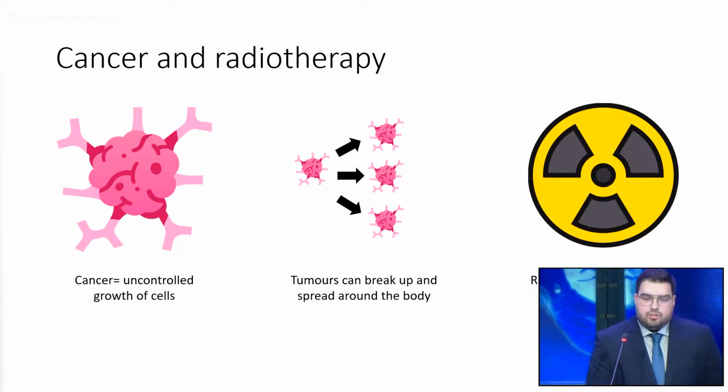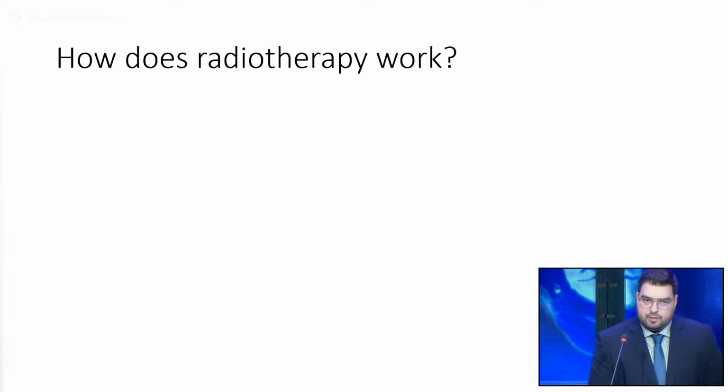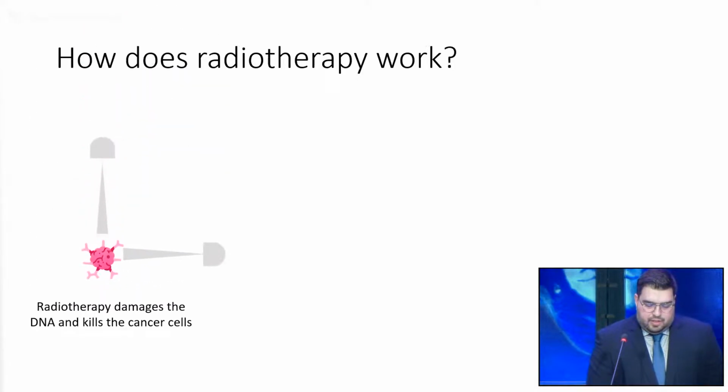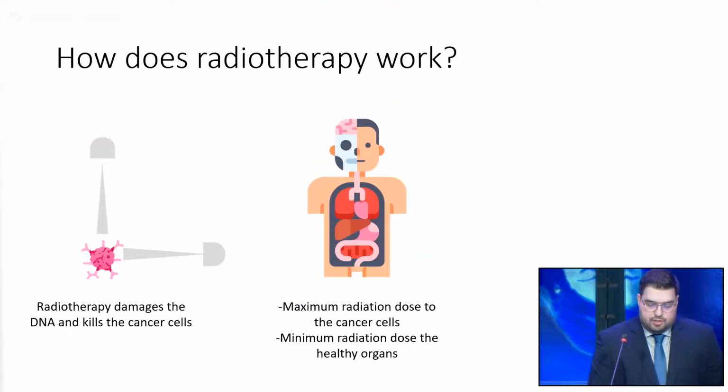Radiotherapy can be considered as one of the treatment options to treat cancer using ionizing radiation. How does radiotherapy work? The main functionality of radiotherapy is to damage the DNA and therefore kill the cancer cells. The main aim of radiotherapy is to deliver maximum radiation dose to the tumor while minimizing the radiation dose to the normal tissues. This gives the highest chance of destroying or reducing the tumor and allowing normal organs to recover.